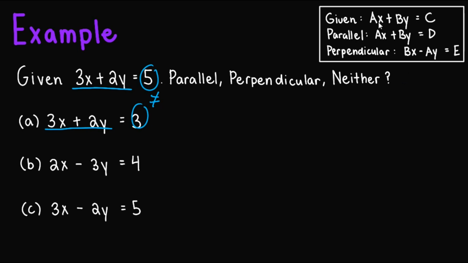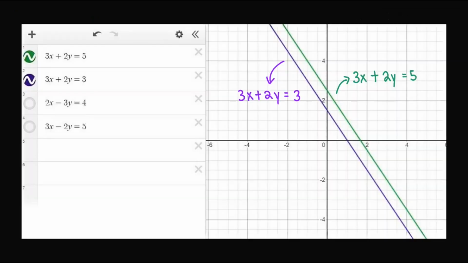Clearly, it is parallel since the left side of the equation, ax plus by, is the same. But in here, it is different. So we can conclude that this one, letter A, is parallel to the given equation of the line. As a verification, if we graph this one, clearly these two lines are indeed parallel since they never intersect one another.